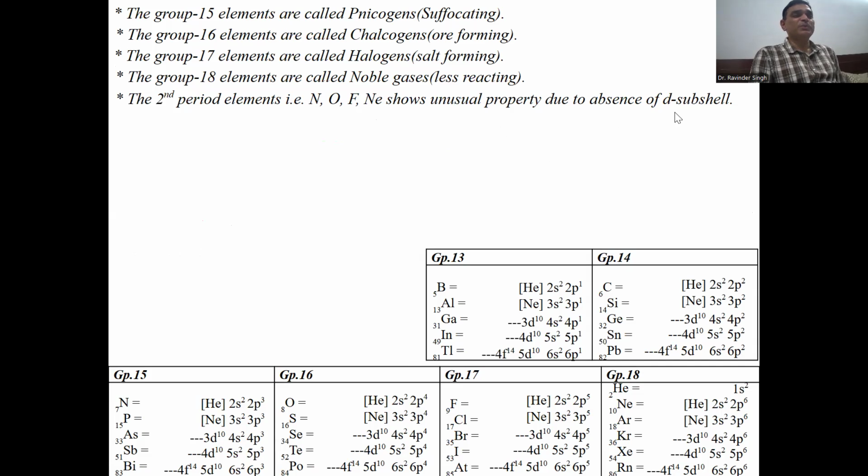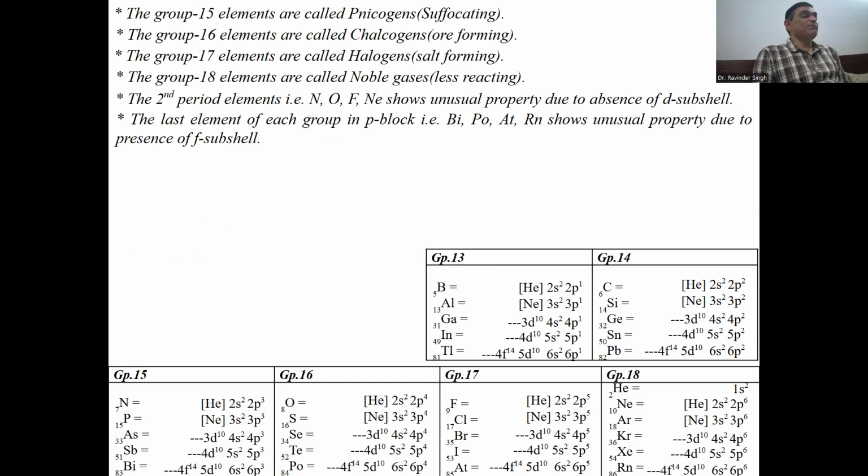They show unusual properties due to the absence of vacant d orbital. Second period elements do not have any vacant d orbital, so they will generally show some unusual properties. The last element in each of these groups, group number 13 to group number 18, you can see.